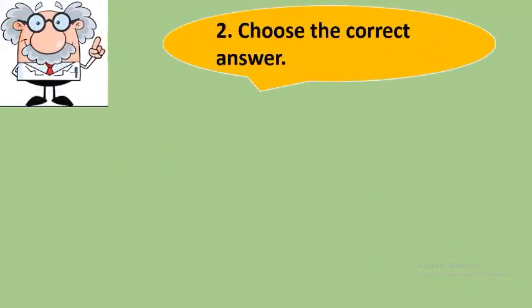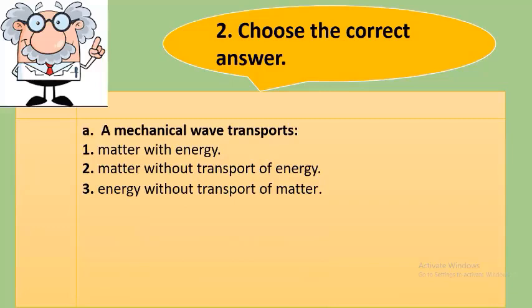The second exercise was to choose the correct answer. Each statement is followed by three answers. Two are incorrect and one is correct. A mechanical wave transports: matter with energy, or matter without transport of energy, or energy without transport of matter. That's correct. A mechanical wave transports energy without transport of matter. So the matter stays where it is while the energy moves along with the wave.